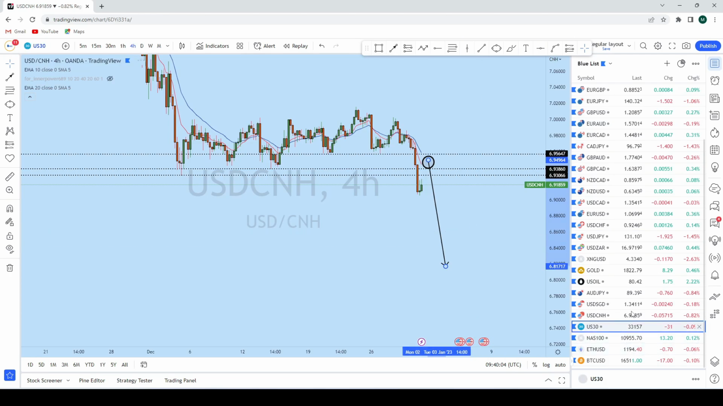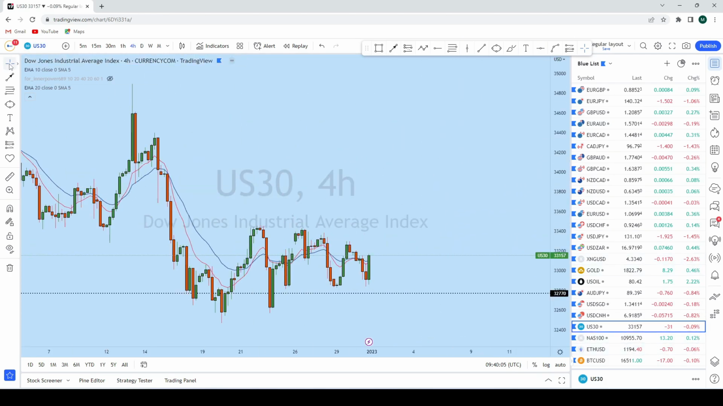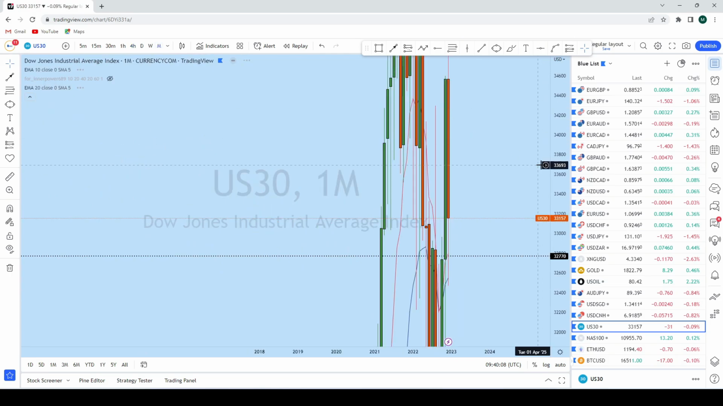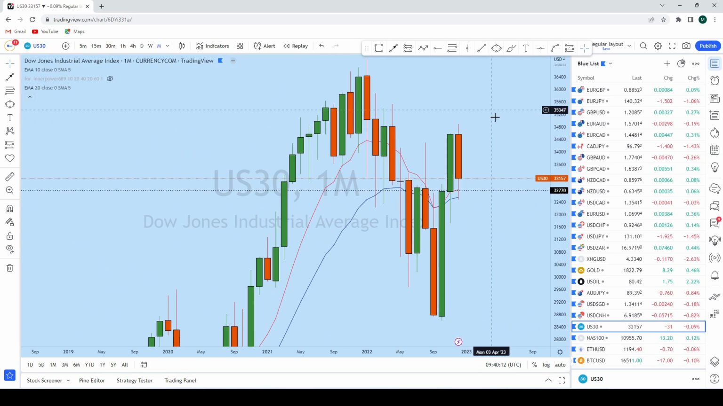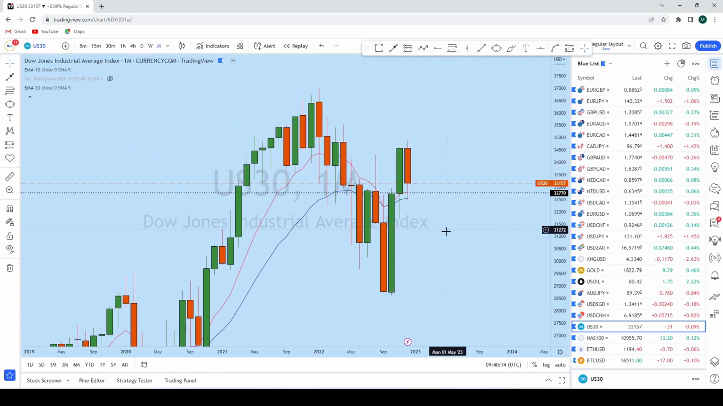Now let's look at US30. Let's see what kind of trading opportunity we have in this indices. Now this is the monthly price action in US30. We can see that the price, after this big monthly impulse, it has come for a significant retracement.